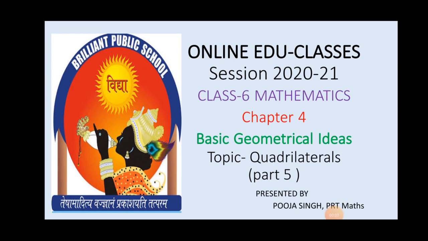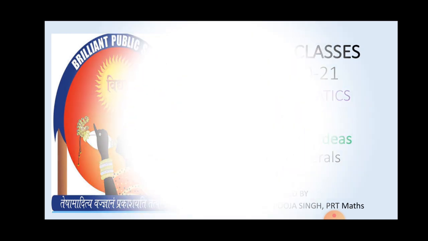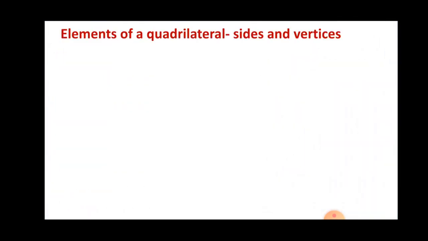Today we will learn about chapter number 4, that is basic geometrical ideas. Today our topic will be quadrilaterals. So let us learn about the elements of a quadrilateral, specifically sides and vertices.